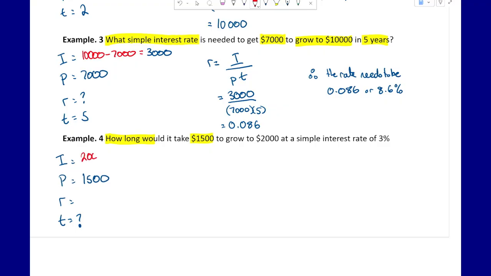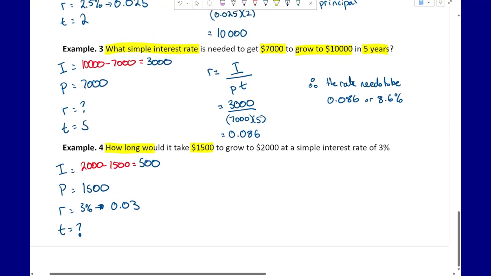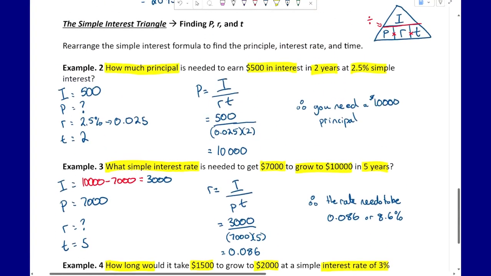If I want it to grow to $2,000, that means I'm going to have an interest amount of $500, because we start with 1,500, add 500, and get to 2,000. We know the rate is 3%, and turning that into a decimal gives 0.03. Now I have everything filled out except for t. I do need to figure out what formula to use, so we're going to go back up to our triangle.